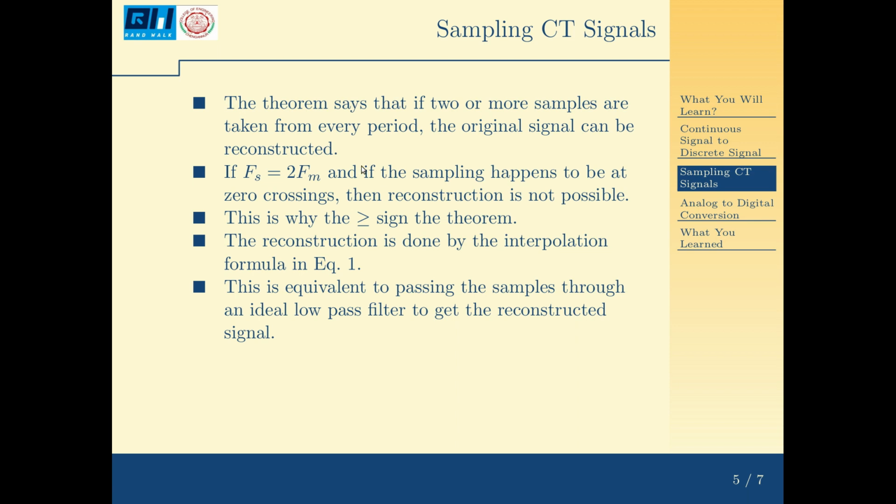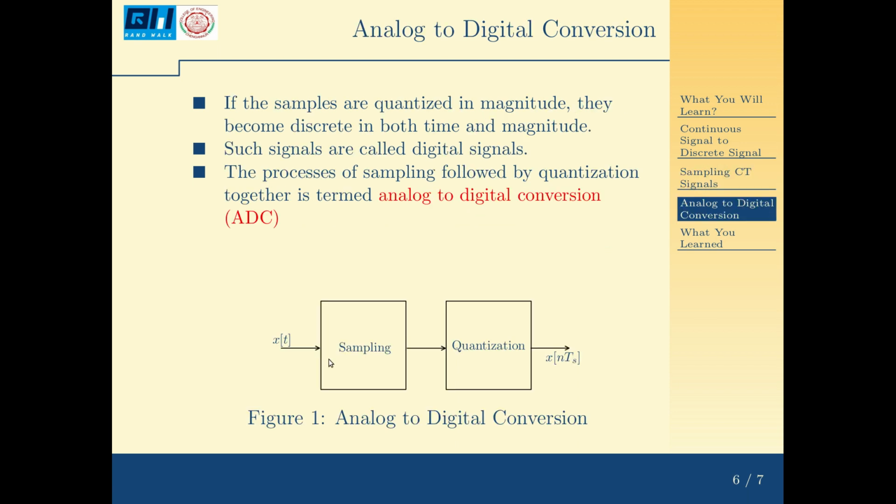The reconstruction is done by the interpolation formula. We will come back to this formula later. This interpolation is equivalent to passing the samples through an ideal low pass filter to get the reconstructed signal. And now after sampling I get a discrete time signal. Now I can quantize these samples in magnitude also. Then the sampled signal becomes discrete in both time and magnitude. Such signals are called digital signals.